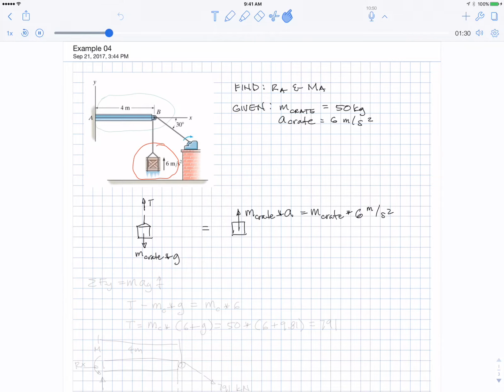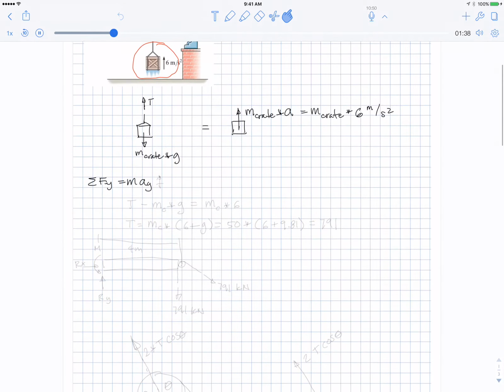Okay, and you take X and Y components. There's obviously only Y components, so we'll do sum Fy equals MAy. Naturally, we'll take up as positive. You don't have to. So you get T minus M crate times G equals, going up, M crate times 6. And solving for T, you get M crate times 6 plus G.